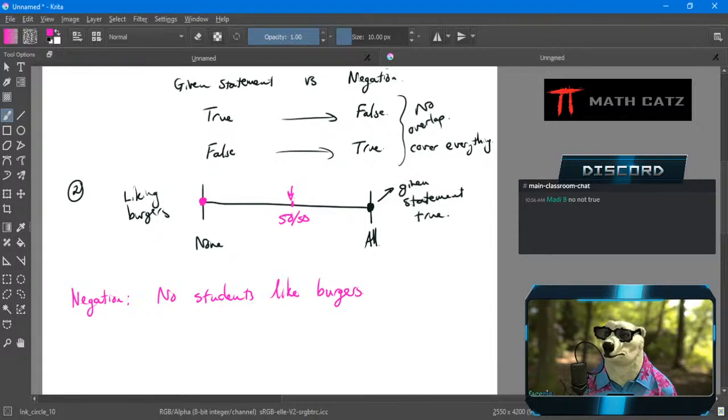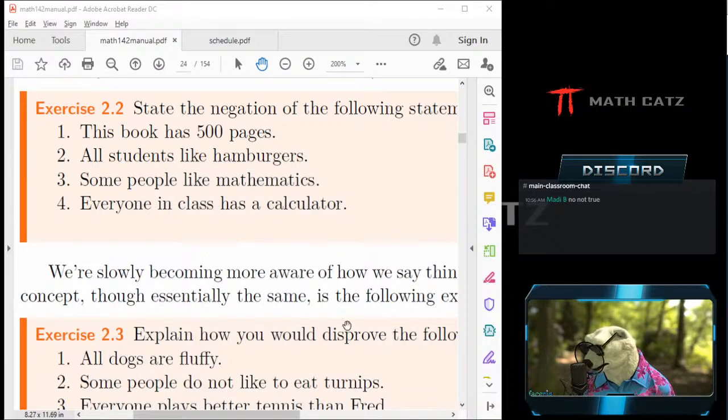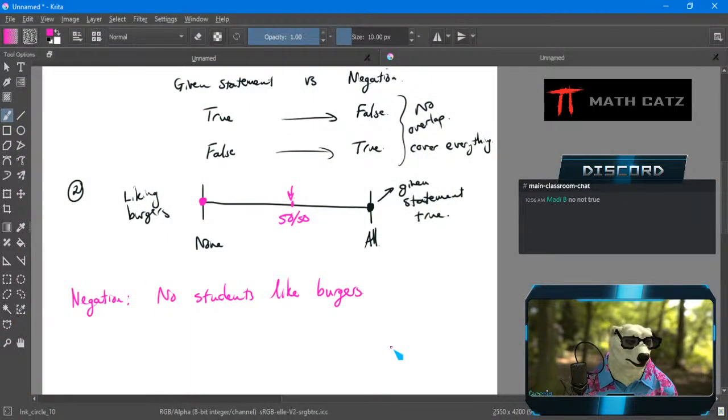So now, this is why we're doing it. Because now we want to be extra aware of what statements are saying, whether I read them or write them, and what they're not saying. The given statement is saying all students like burgers. All. Now I survey students. That's all good.